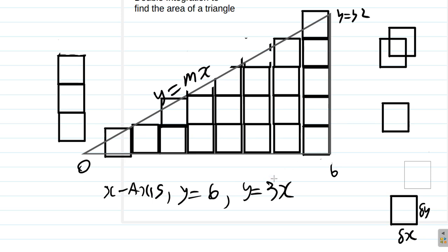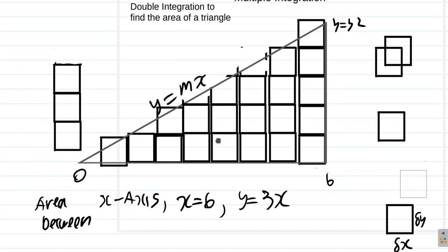No, not y equals 6. X equals 6. My mistake. X equals 6, I should say. The line x equals 6. Right. Alright, so let's look at that again. You're finding the area between the x-axis, the line x equals 6, which is this line, and y equals 3x, which is this line here. Alright?